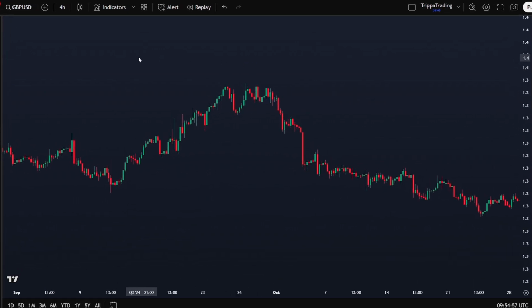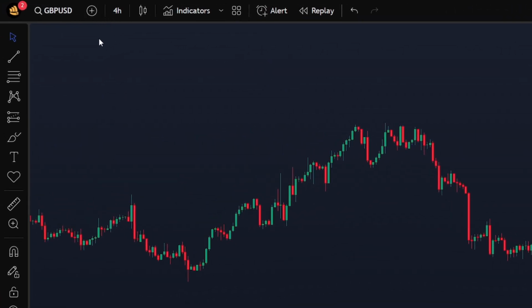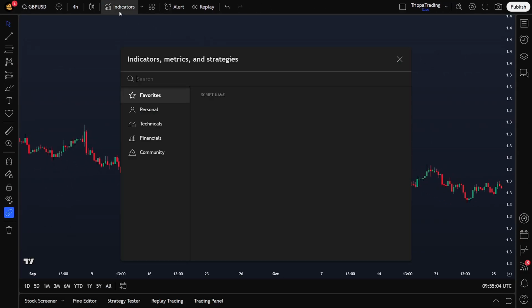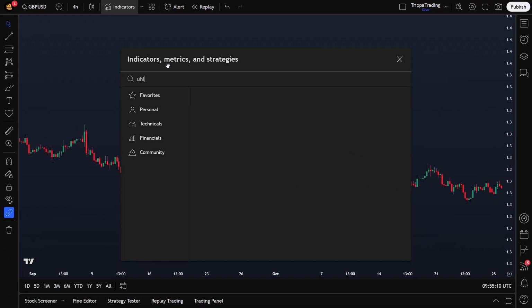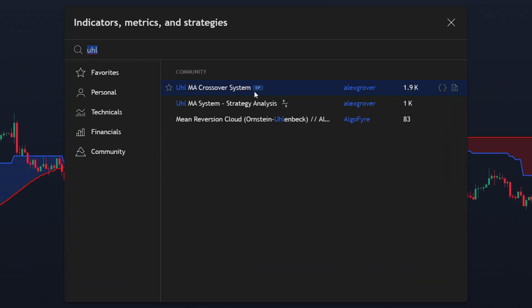So I'm in TradingView, and I'm going to be using a 4-hour time frame on a GBP USD chart. First of all, let's add the first indicator of the trading strategy to our trading chart. Click on Indicators. In the search bar, type UHLMA crossover. Select this one, an editor's pick indicator written by Alex Grover.